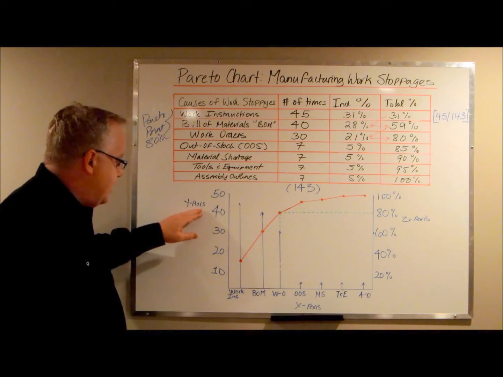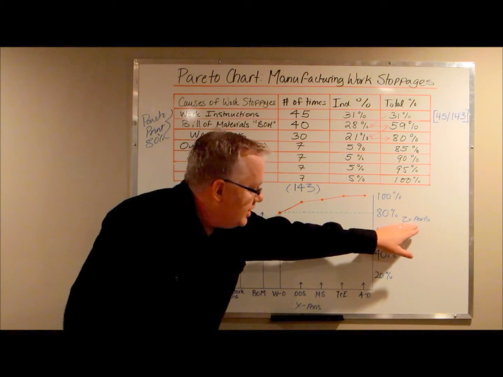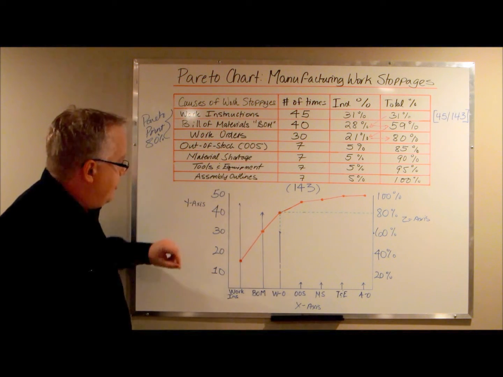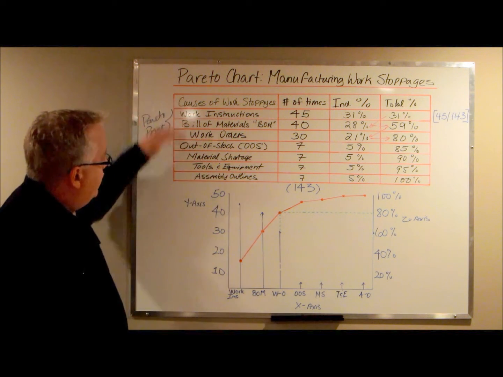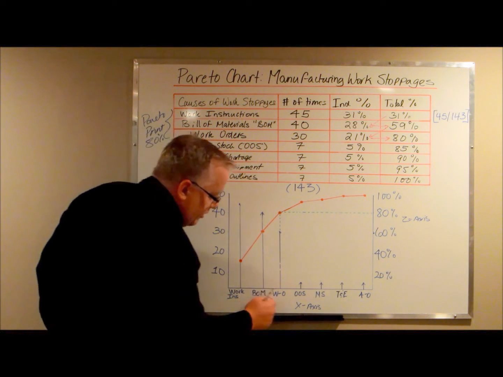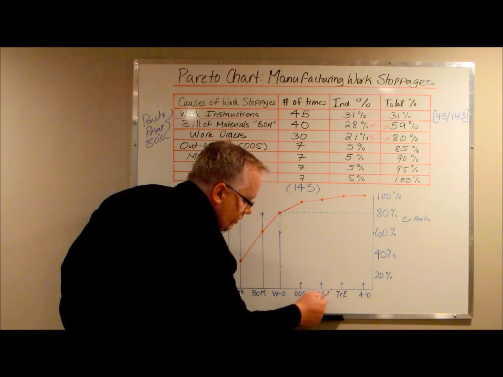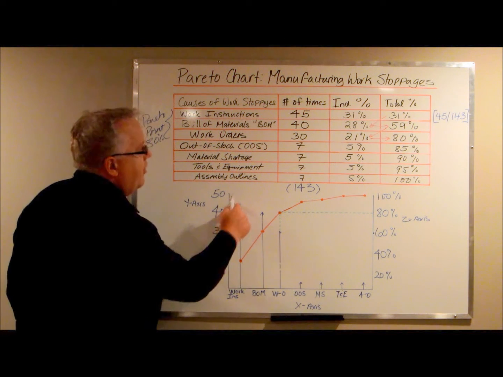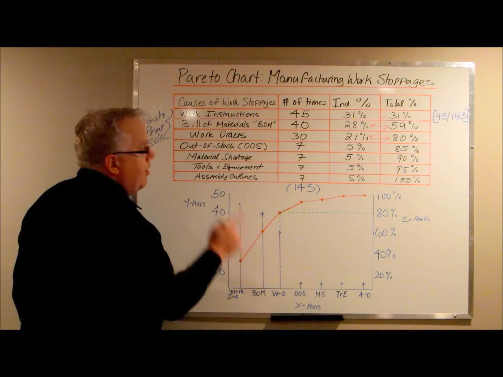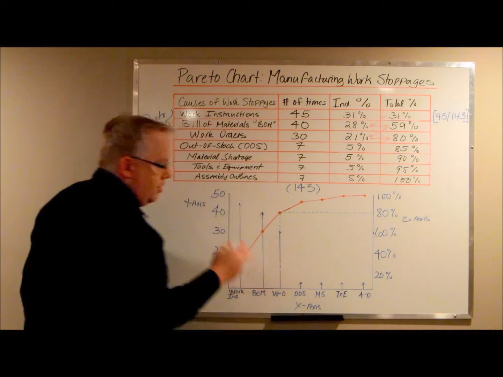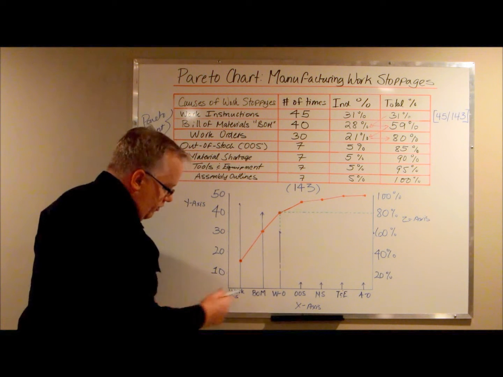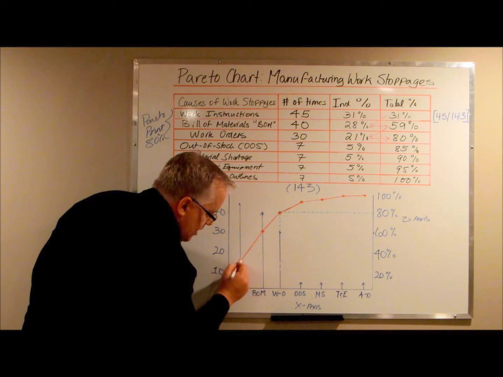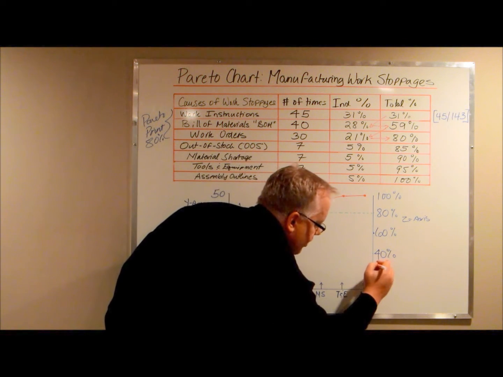Okay? So we've got the y-axis here, the x-axis, and we'll call this the z-axis. So the y-axis is basically the number of times work stoppages occurred, and the x-axis is a summary of all the causes of work stoppages. So you've got work instructions, bill of materials, work orders, out-of-stock situations, material shortages, tools and equipment, and assembly outlines. Okay? So first one, work instructions, 45, right here, okay? But it's 31% of the causes of downtime. So we're going to basically circle this right here, and this would be right around here at 31%.